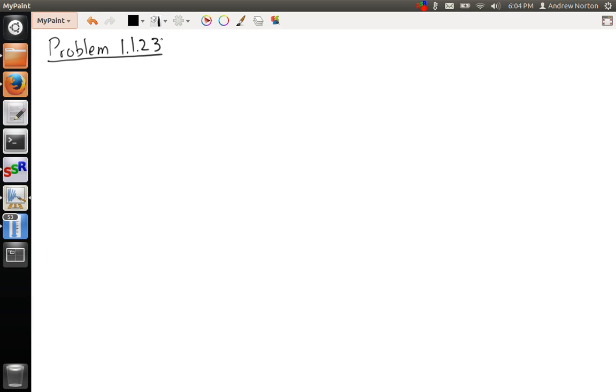So problem 23 is about Newton's law of cooling. Let's say we have an object here, and it has an initial temperature, and we're going to call it T naught for temperature initial. The outside air is an ambient temperature, A naught, for initial ambient temperature.